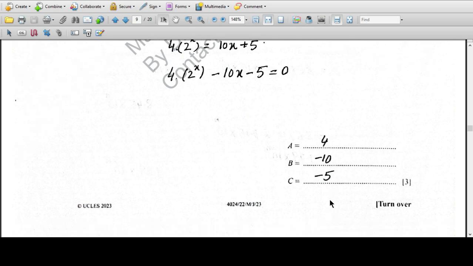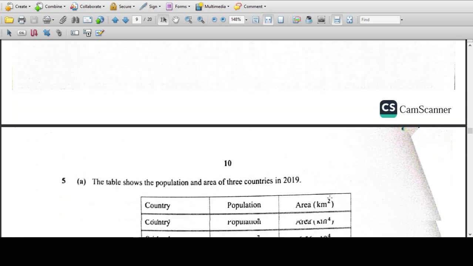This is a very important question, and in the next session we will discuss question 5 and the other questions.